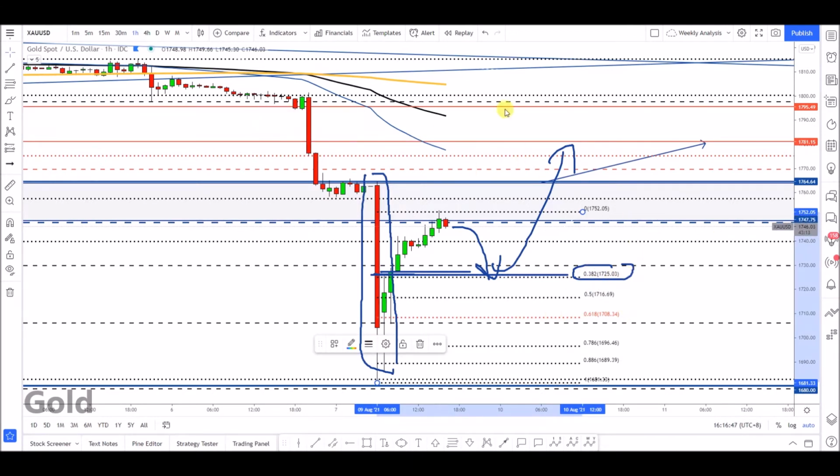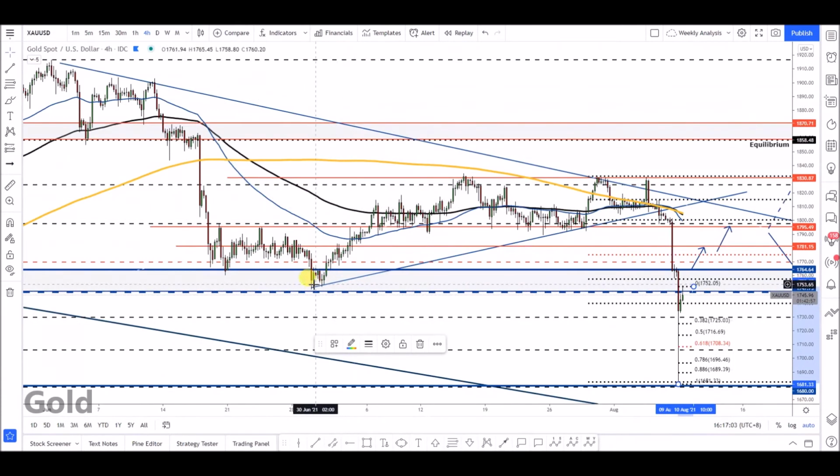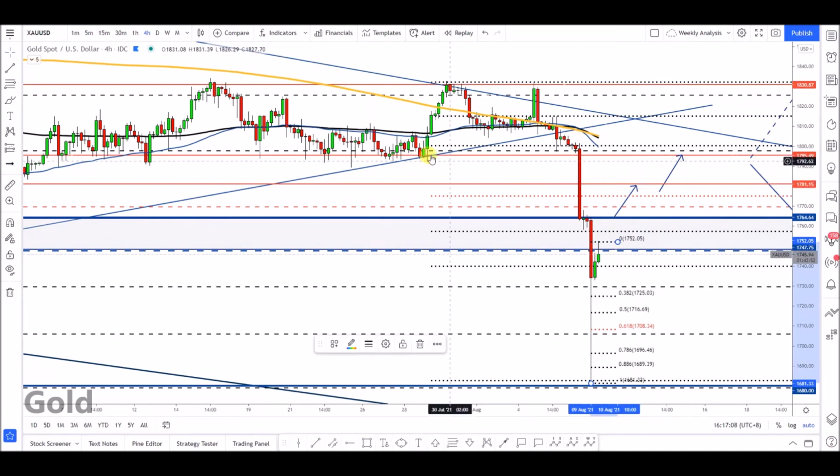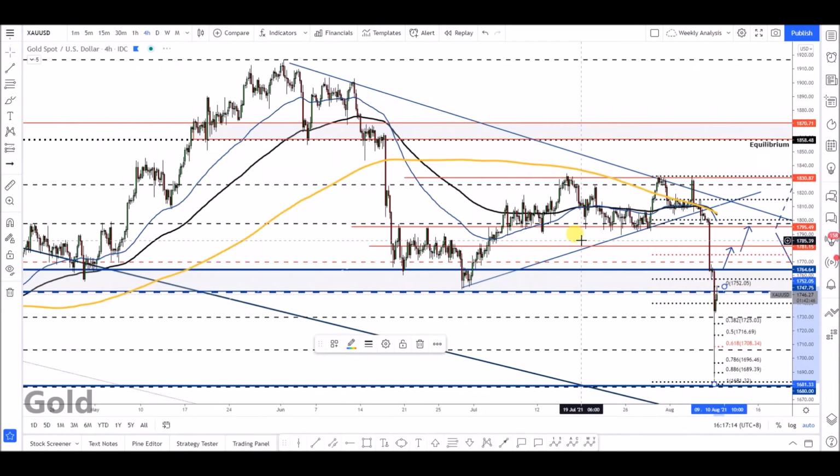And should you buy, the first level, of course, is coming back to 1760, the previous low right here turning into an important resistance. And once it goes higher, of course, it can go all the way back to 1795 or essentially 1800. Will that happen? We are not so sure.